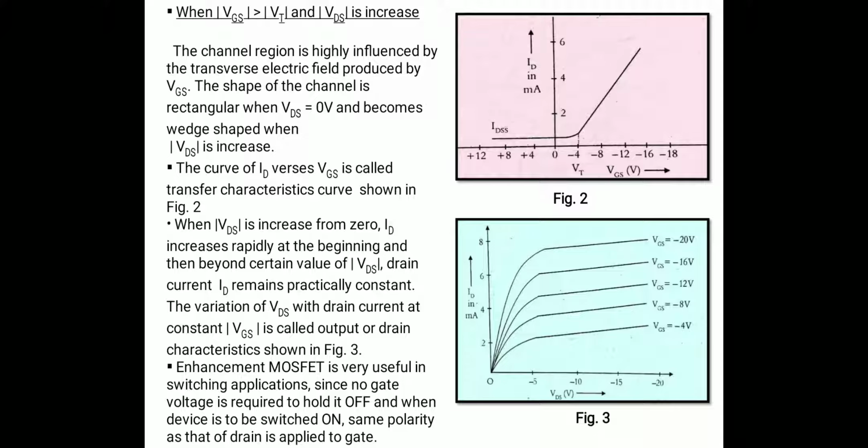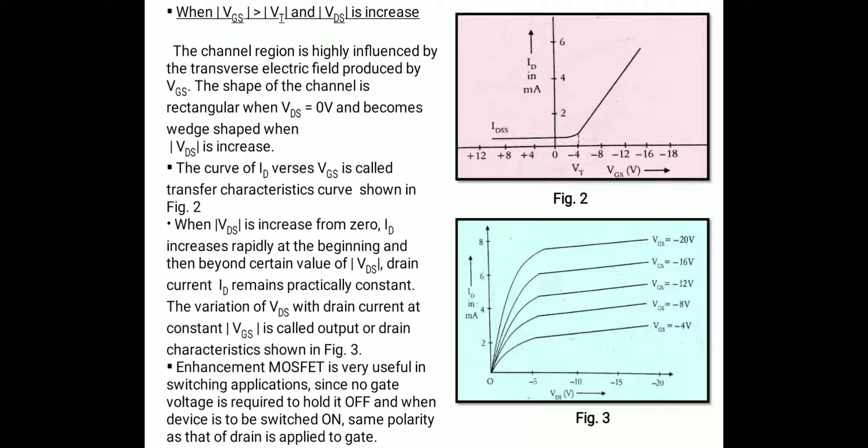Thus, a minimum negative voltage must be applied to the gate so that a P-type channel will be induced below the SiO2 in between drain and source. This minimum gate voltage at which the channel is induced between drain and source is called the threshold voltage, represented by Vt.